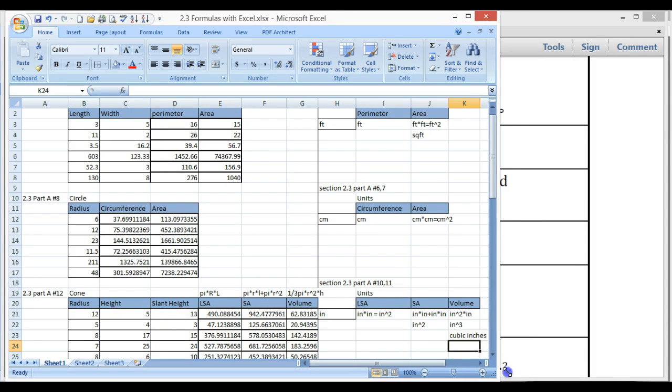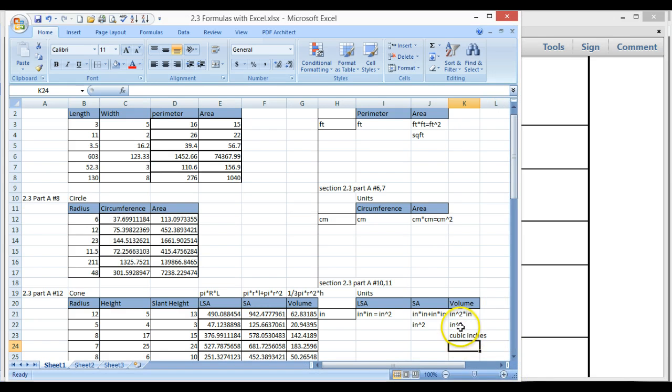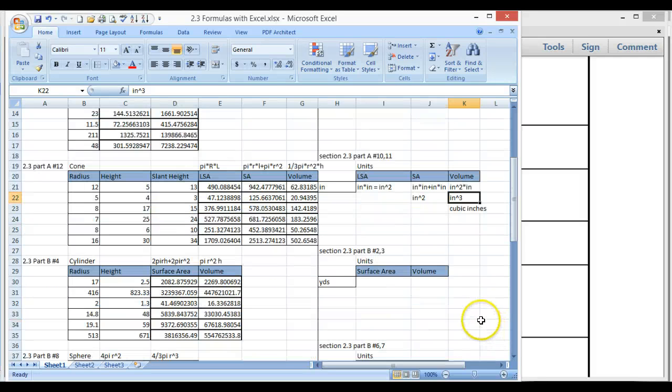And you'll notice on all of these volumes, you'll have your unit being cubed, or you can type it out cubic, whatever the unit is. And that's for volume. But just double checking once again, this is section 2.3, part B, numbers 2 and 3, similar to anyway. So this one I'm working in yards. Again, surface area, we already know is going to be squared, but just to double check, we're going to come over here and look at the formula.